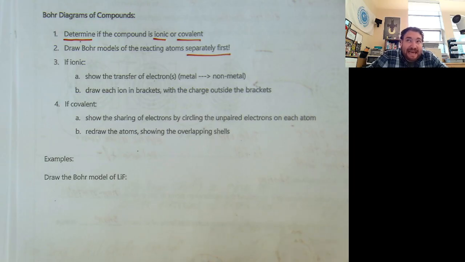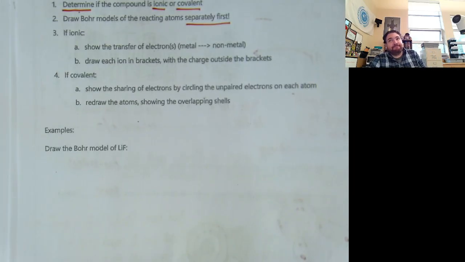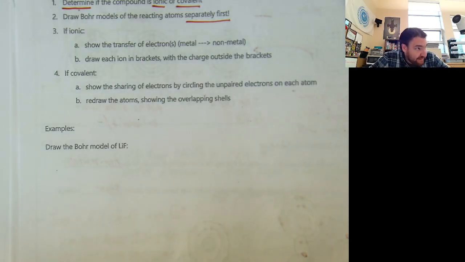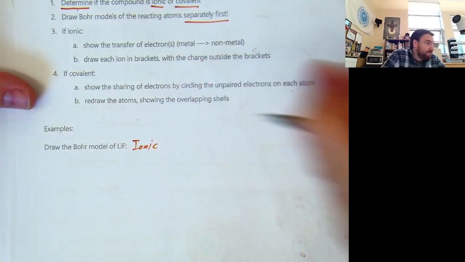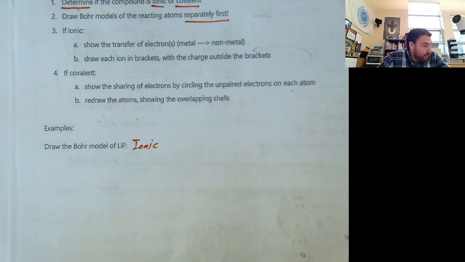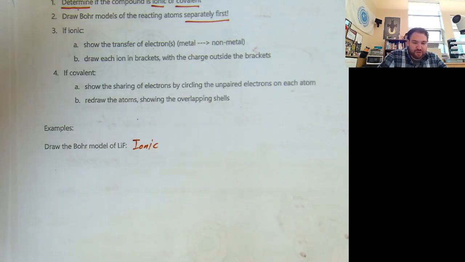LiF. What is that? It's ionic. Why is it ionic? You were right the first time. It is ionic. I wrote it down. I'm committed. Because it's a nonmetal and a metal. Which one's the metal? Lithium. So let's draw these things.